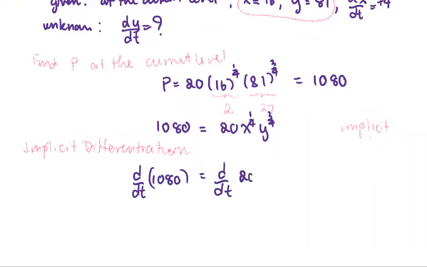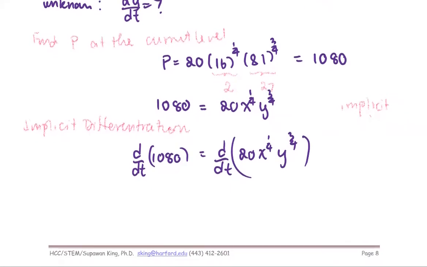So d by dt of 20 x to the power 1 over 4, y to the power 3 over 4. The left-hand side, the derivative is 0 because it's the constant term. On the right-hand side, we have the constant multiple, or the coefficient. So I'm going to put a note here, it is the coefficient. And then for the x to the power 1 over 4 times y to the power 3 over 4, this is in the product form. When you see the product, to find the derivative, we're going to use the product rule.